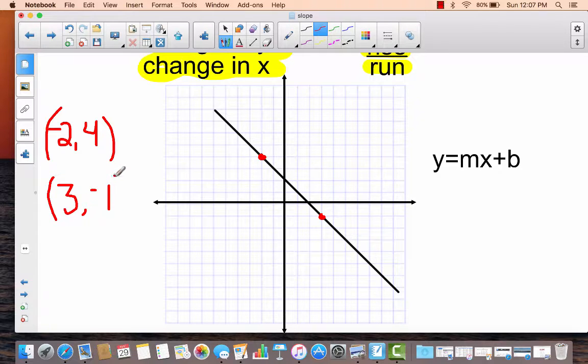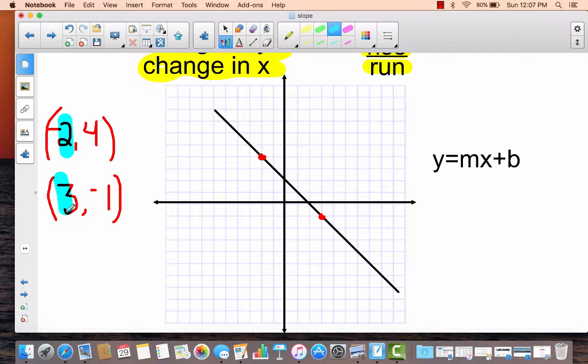When you're finding the slope of a line, all you need to know are 2 points off the line. And technically, you could choose any 2 points you want. I just went with these 2. The first thing I have to look at when I'm looking at my points is which numbers are my y's and which numbers are my x's. And we know that the first number in the pair is always the x.